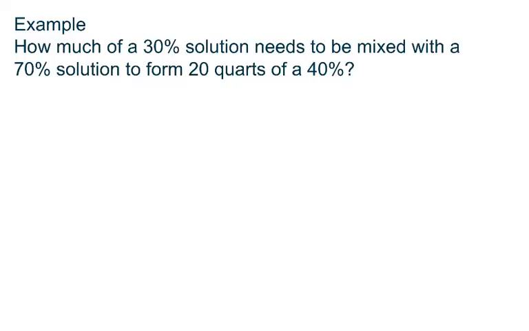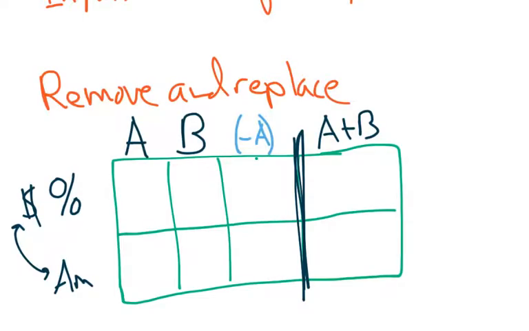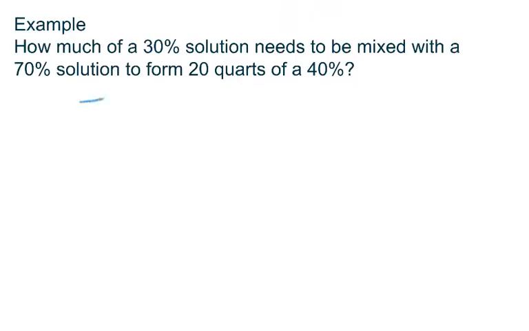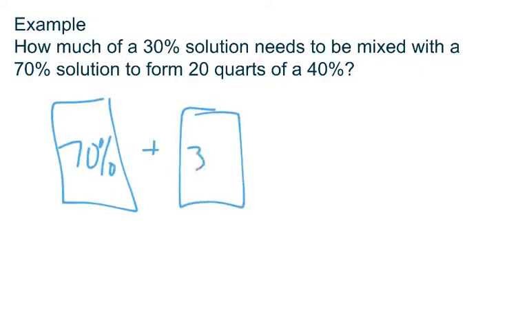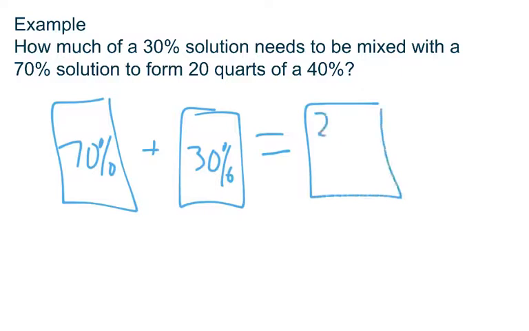So this one is, how much of a 30% solution needs to be mixed with a 70% solution to form 20 quarts of a 40% solution? And so this is case number one, where we have this ambiguous quantity going on here. We're going to take 70% plus 30%, and we have no idea about how much of each, but we know it's going to equal, when it's all said and done, 20 quarts of a 40% solution.